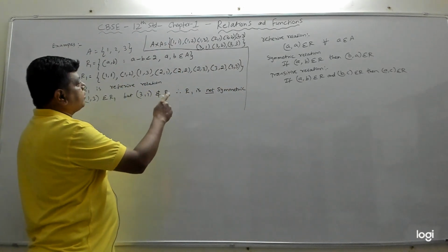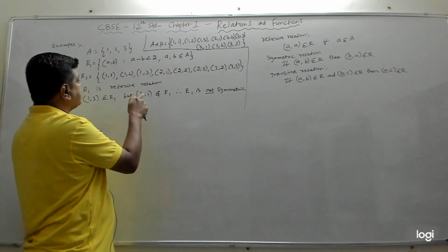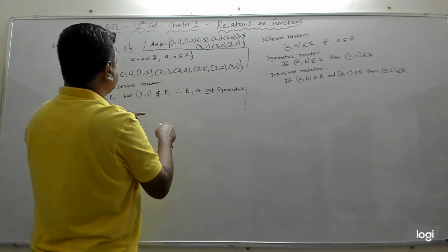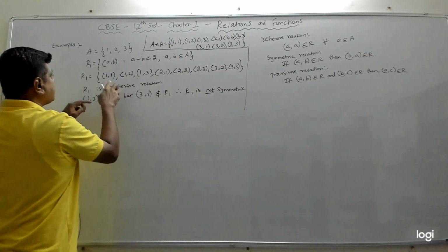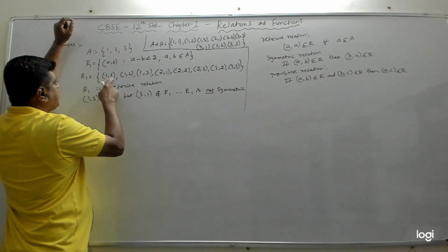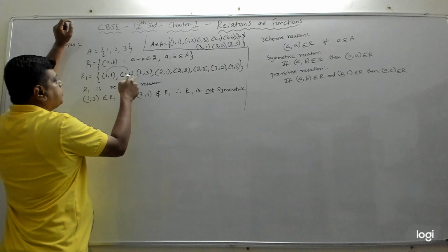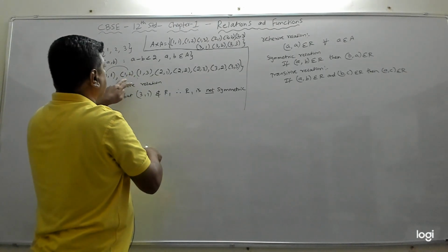Now let's take an example. We know that 3 comma 1 is not there. Let's take 3 comma 2. If we try to take these two, 1 comma 1 is there, A comma B, this is B comma C. So A comma B is there, then B comma C is there, therefore A comma C, which is 1 comma 2, is there. Right?